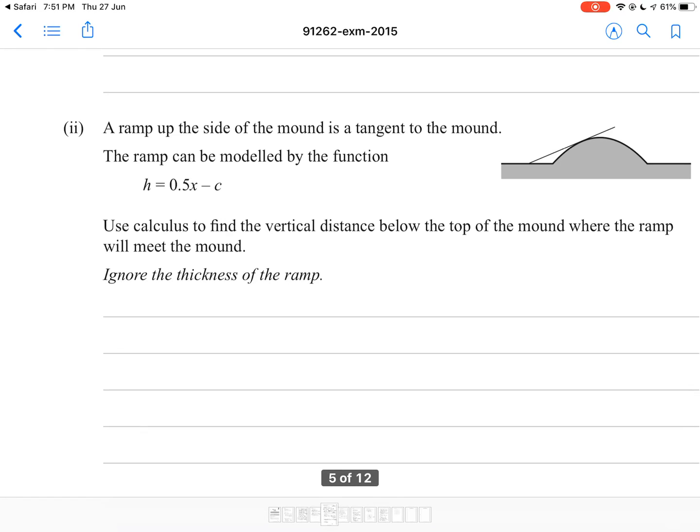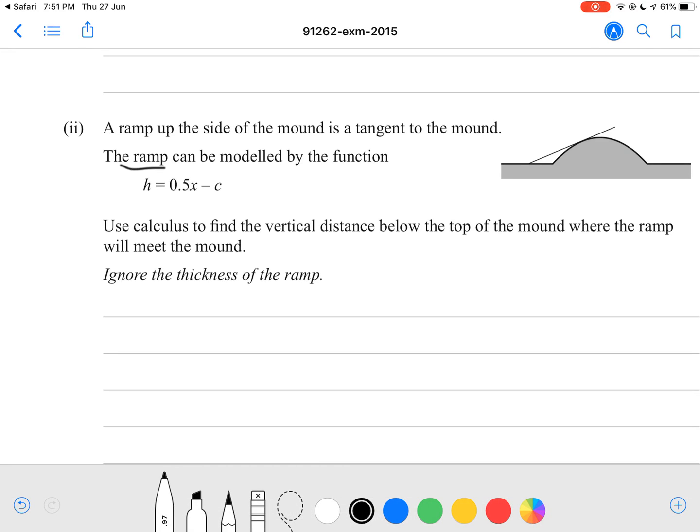Okay, so as you can see, we have our tangent to the mound, and we have our equation for our tangent, h equals 0.5x minus c. As you can see, they give you 0.5x, meaning that our gradient equals 0.5. So basically, what we have to do now is find the vertical distance. The first thing we're going to do is, what is our x value when the gradient is 0.5?